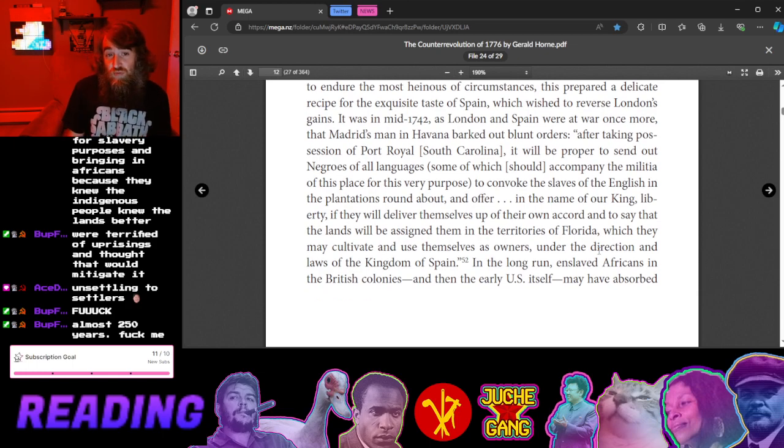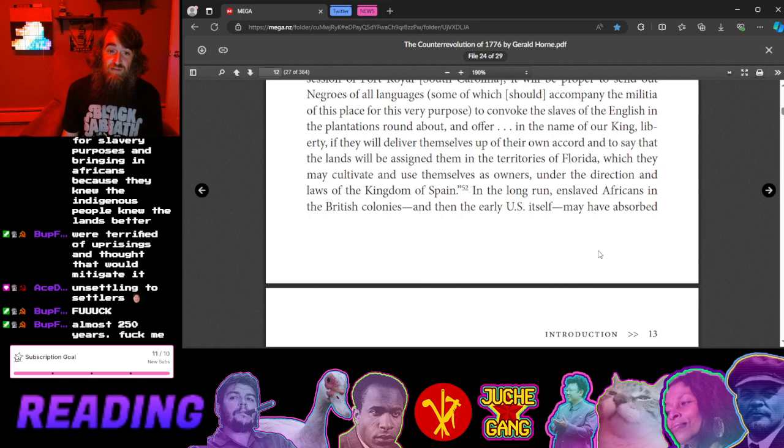It was mid-1742, as London and Spain were at war once more, that Madrid's man in Havana barked out blunt orders. Quote, "After taking possession of Port Royal, South Carolina, it will be proper to send out Negroes of all languages, some of which should accompany the militia of this place for this very purpose. To convoke the slaves of the English in the plantations round about, and offer, in the name of our king, liberty, if they will deliver themselves up of their own accord, and to say that the lands will be assigned to them in the territories of Florida, which they may cultivate and use themselves as owners, under the direction and laws of the Kingdom of Spain."